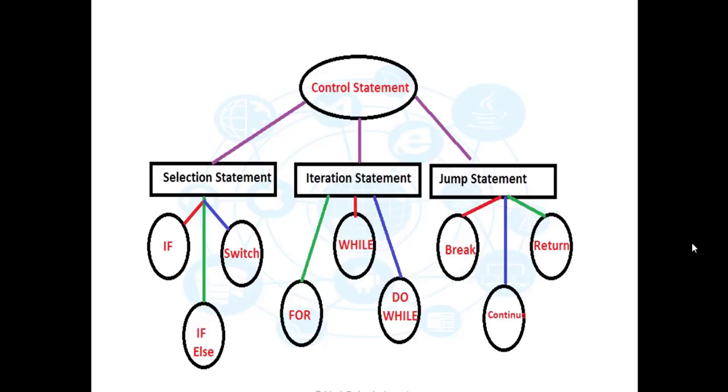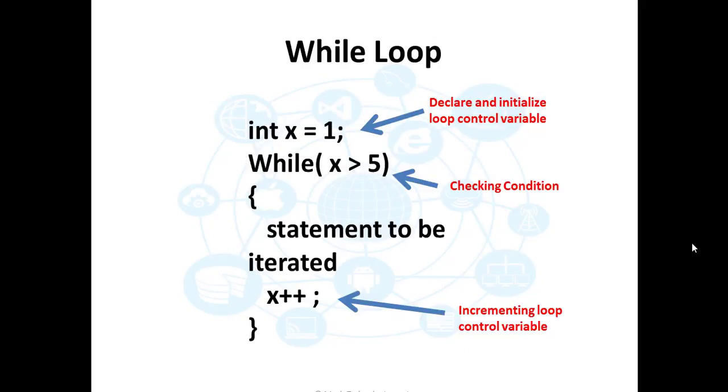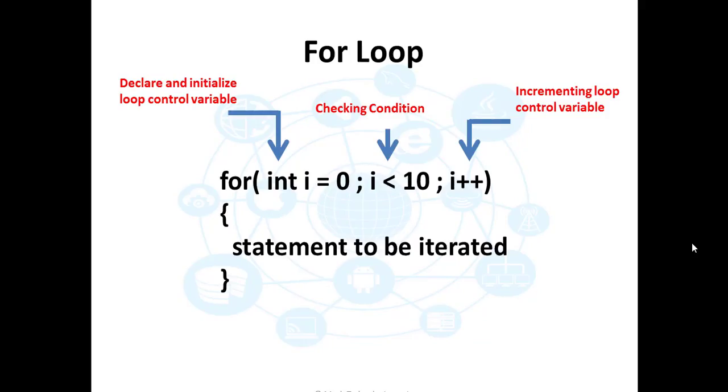So moving on to loops. There are three types of loops, that is for loop, while loop and do while loop. All three loops have a declaration or initialization variable, a checking condition, and an increment variable which is used to increment or decrement the initialized value.